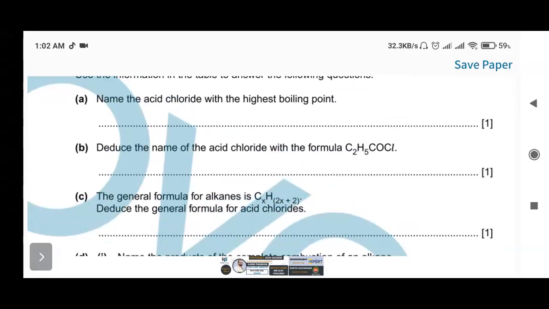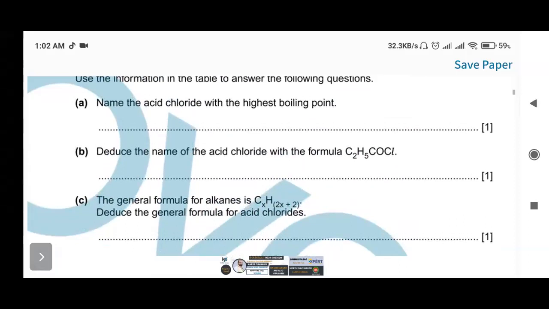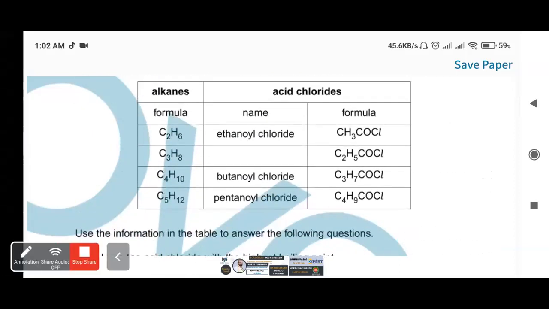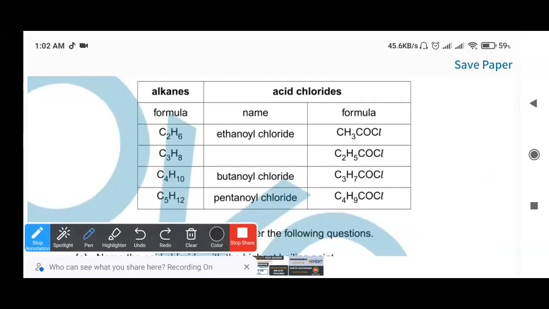Deduce the name of the acid chloride which has the formula C2H5OCl. Although these are not in your syllabus, all the hints are given. How many carbon atoms are here? Two carbon atoms, so ethanoyl.